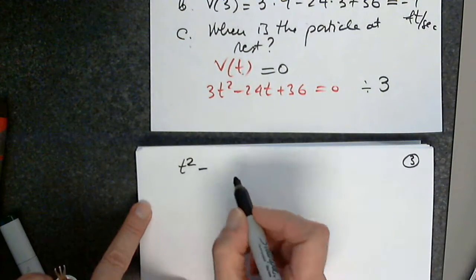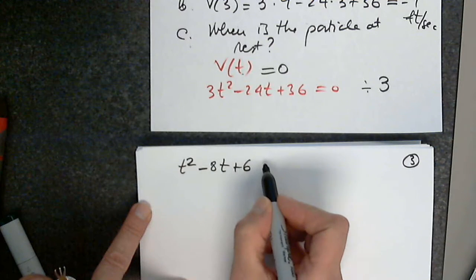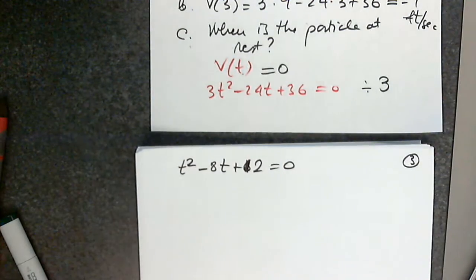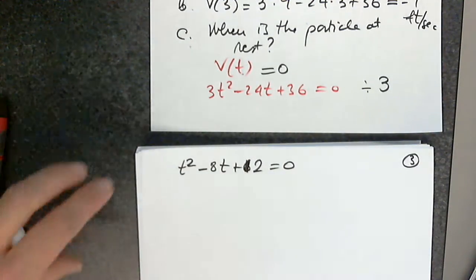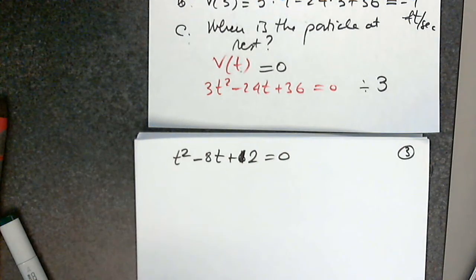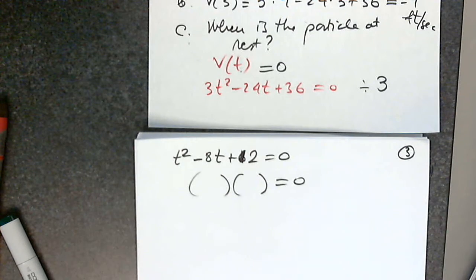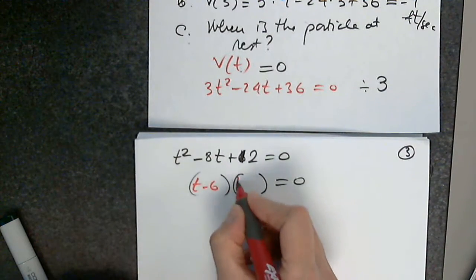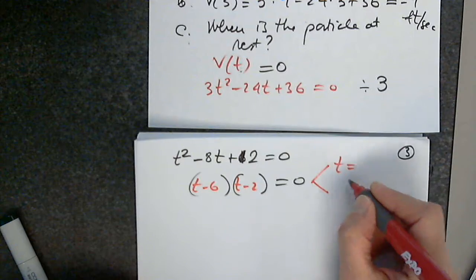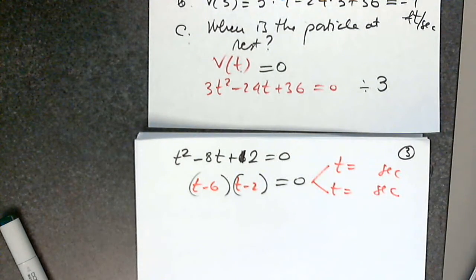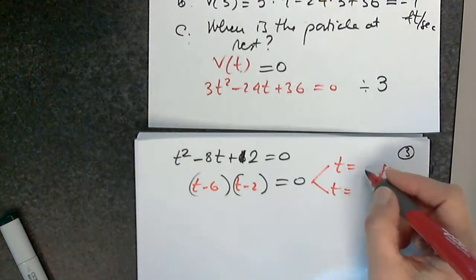So t squared minus 8t plus 12 equals 0. Good. So now I'm asked to solve this equation, and I'm hoping that I can factor it quickly. Can I factor it? Yes. T minus 6, t minus 2. So it appears that the equation has 2 solutions, time in seconds, and they are 2 and 6.